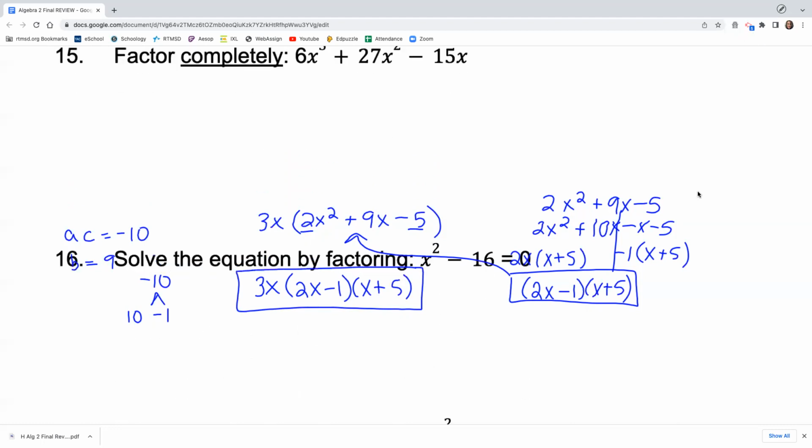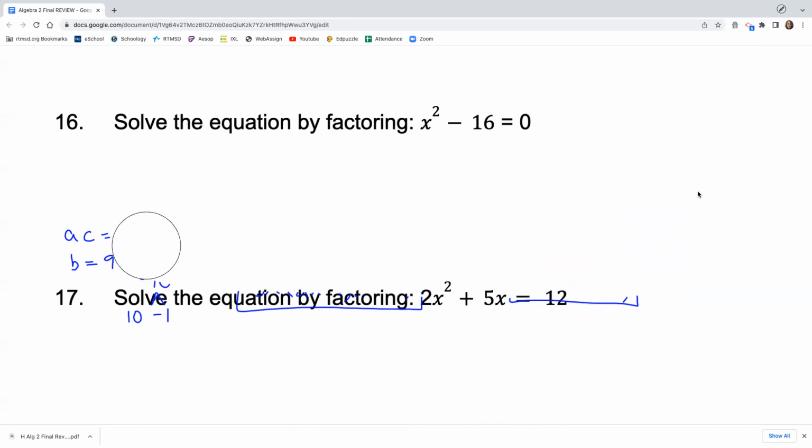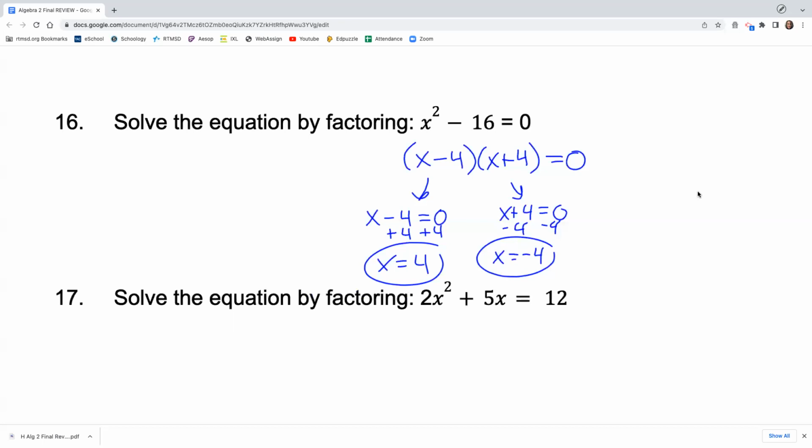Once we're done with just factoring, now we solve equations by factoring. To solve equations by factoring, your equations have to equal 0. Number 16's equation already equals 0. So what we do is we factor x squared minus 16, which is x minus 4 times x plus 4. When it's equal to 0, you can set both of these factored parts equal to 0 separately. So we have x minus 4 equals 0 and x plus 4 equals 0. You solve these, add 4, you get one answer is 4, minus 4 minus 4, you get another answer is -4. So your two answers would be 4 and -4.